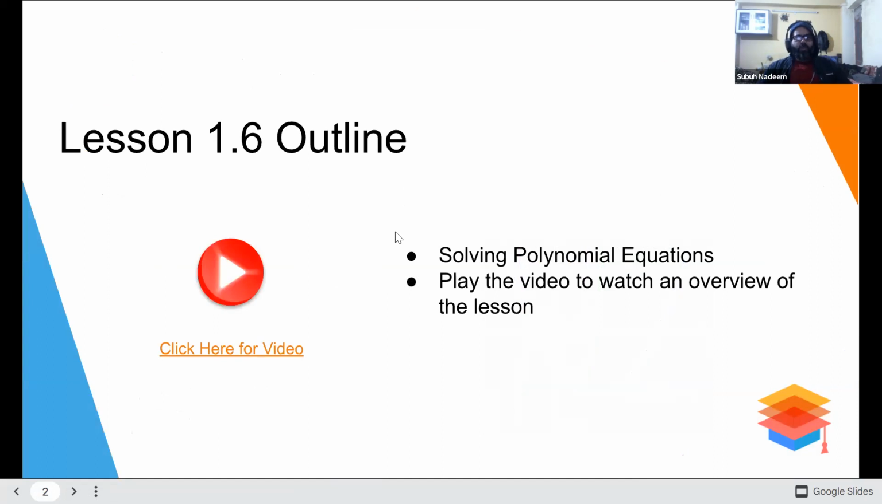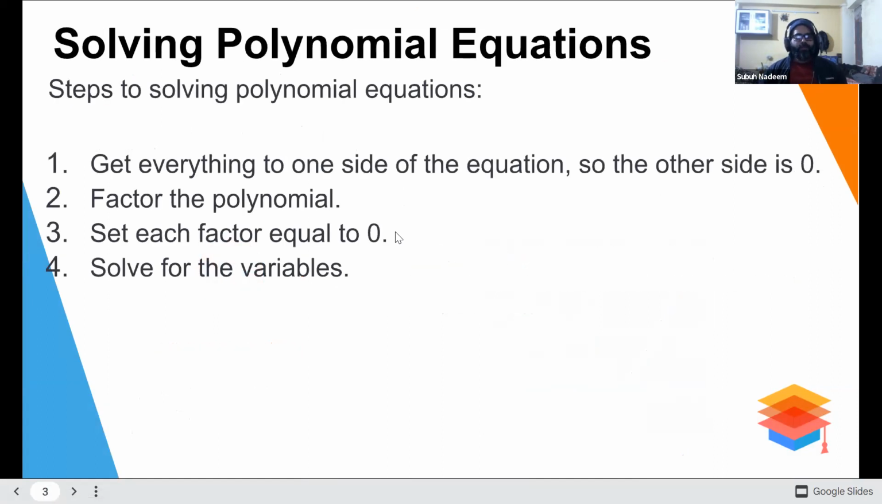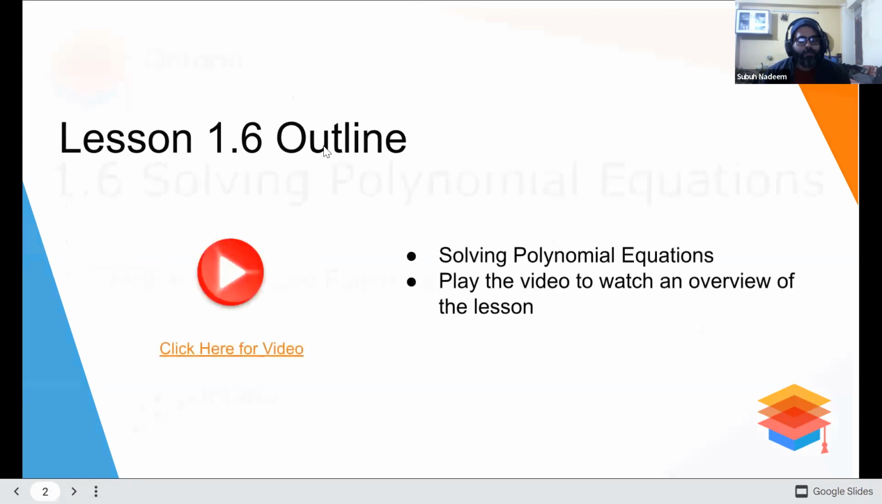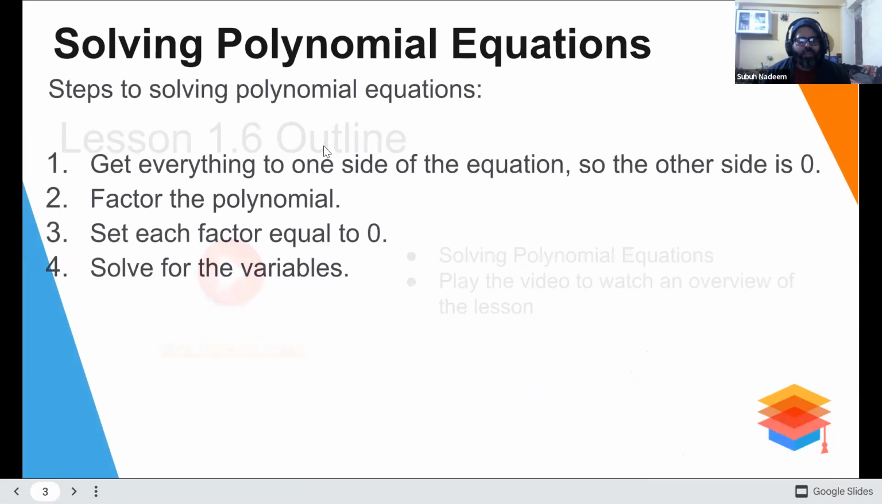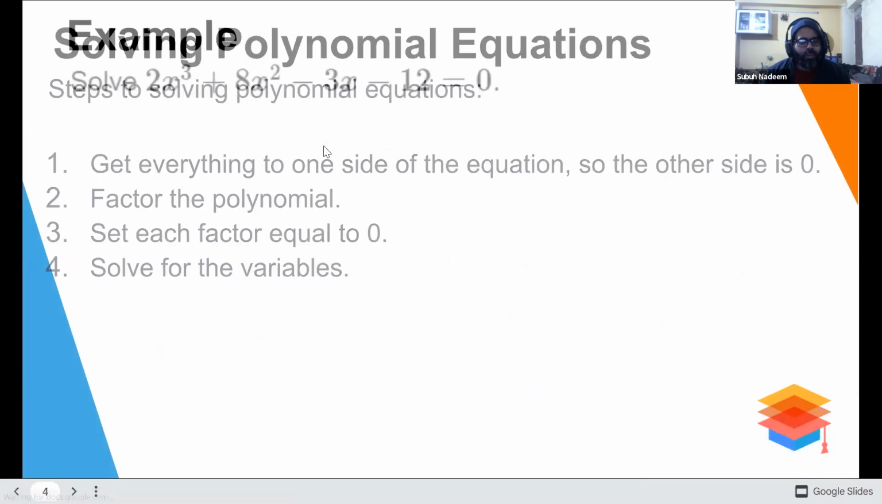Solving polynomial equations. Get everything to one side of the equation, so the other side is 0, okay? Factor the polynomial, which we studied in the previous slides. Set each factor equal to 0 and solve for the variables, okay? So there is nothing new in this, okay? Let us do it quickly.